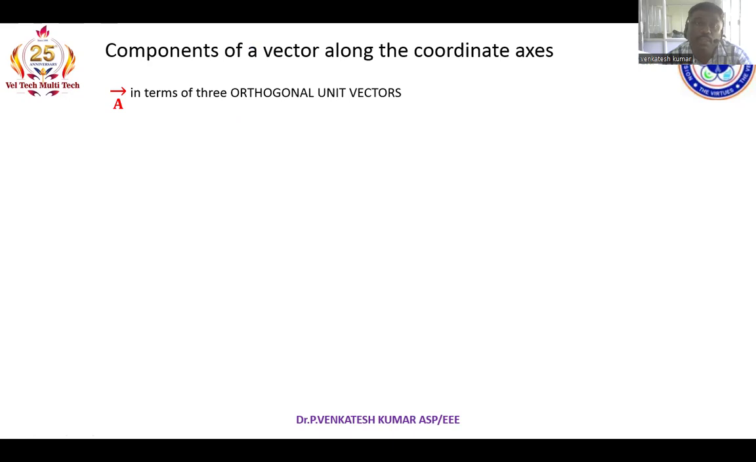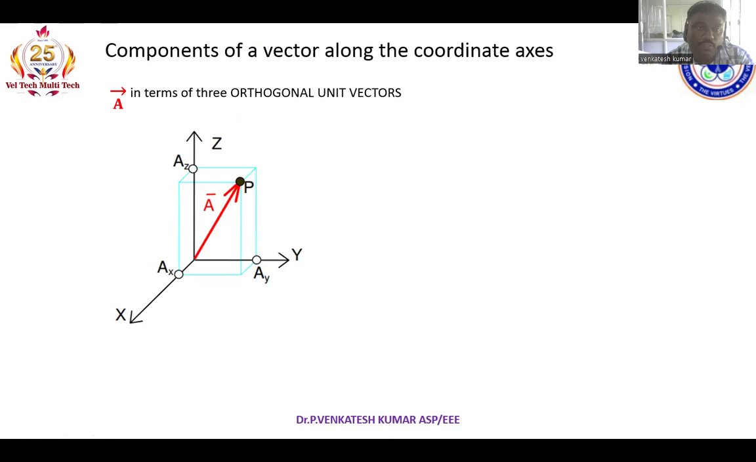So how do we normally represent a vector? With the coordinate axes. For example, consider a vector A. If you draw a circle of 360 degrees, in this we want to represent three axes: x, y, z. That is, what is related to x, to y, and to z. Based on the coordinates, we represent the x, y, z axes.